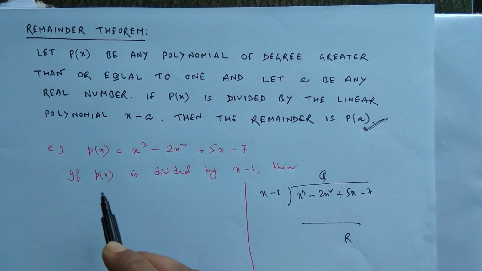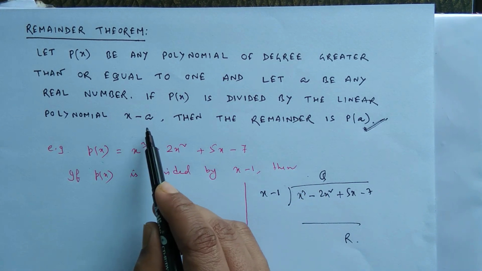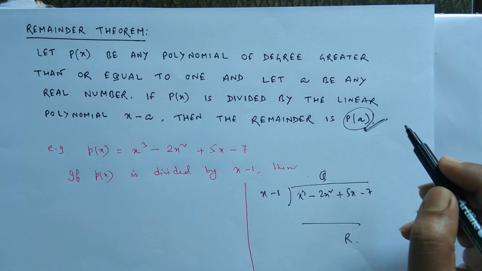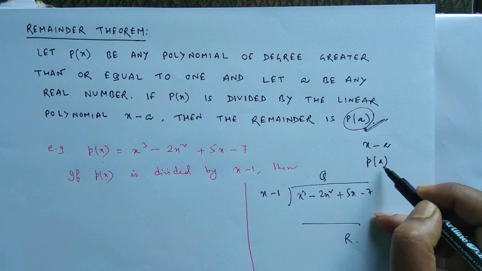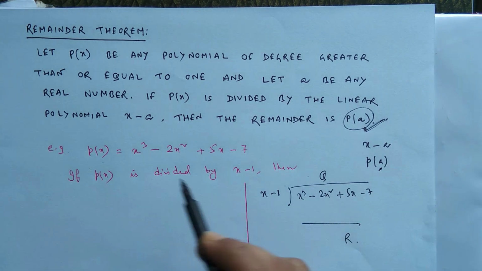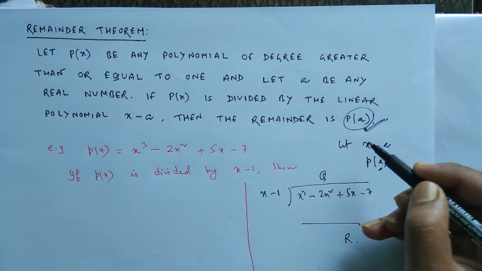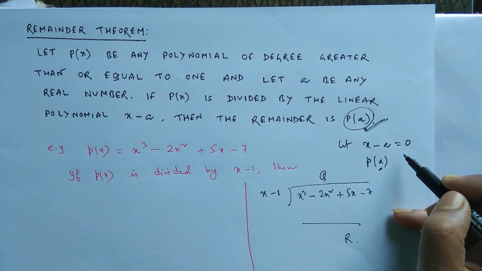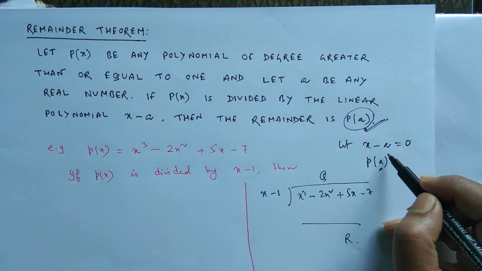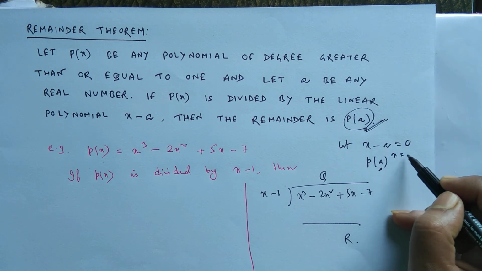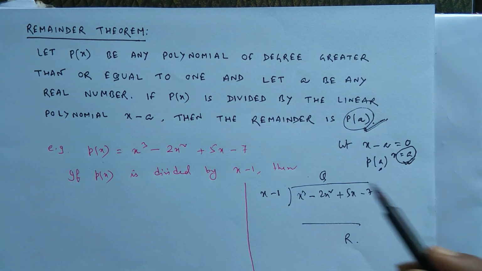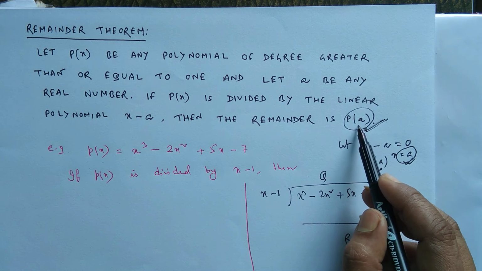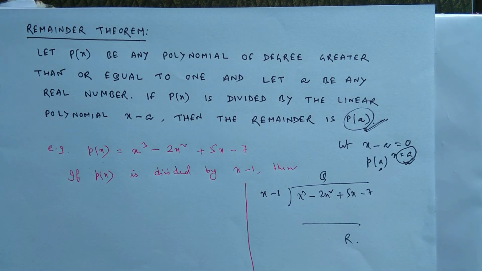You see how? If it is divided by x minus a, then the remainder is p of a. How to get this a? You do one thing: for your own convenience, consider x minus a equal to 0. Simplify this, and x is equal to a. This particular value of x you put in the polynomial, then p of a will be your required remainder.